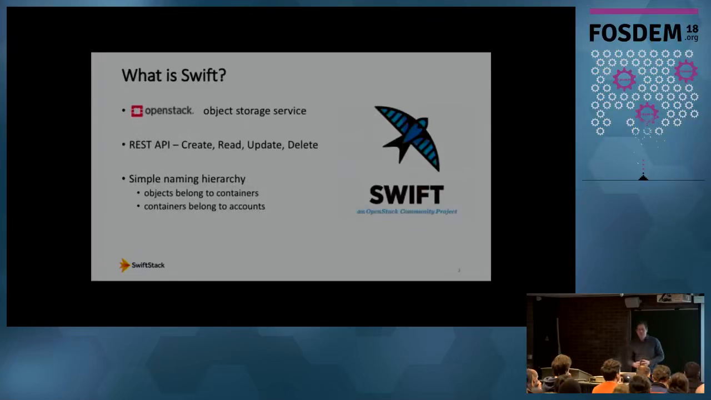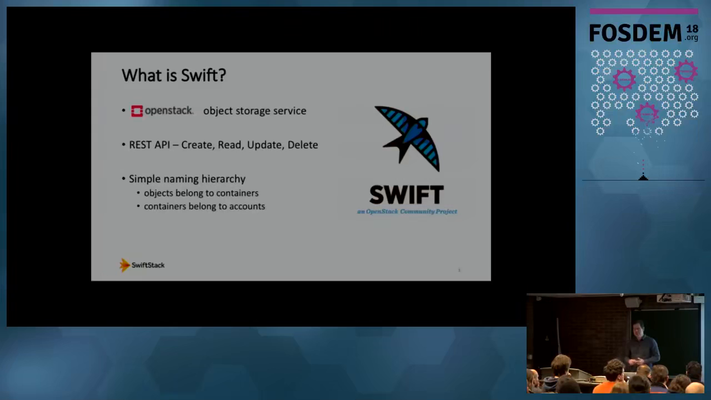Okay, so what is Swift? Swift is an object storage service. So it's great for storing blobs of unstructured data, pictures, media files, virtual machine images, and whatever it might be. It was one of the founding projects of the OpenStack Cloud Software Suite, and it's been around in production for 7 or 8 years now.